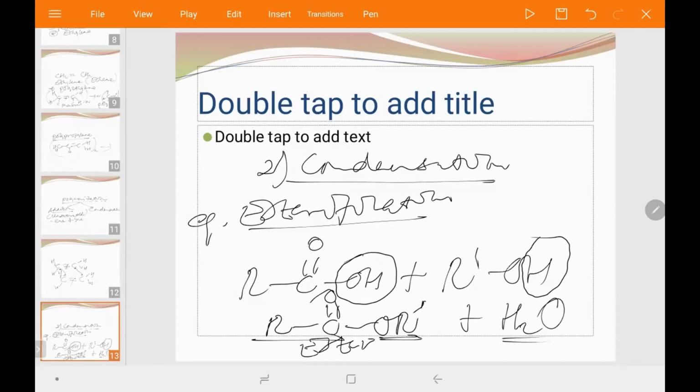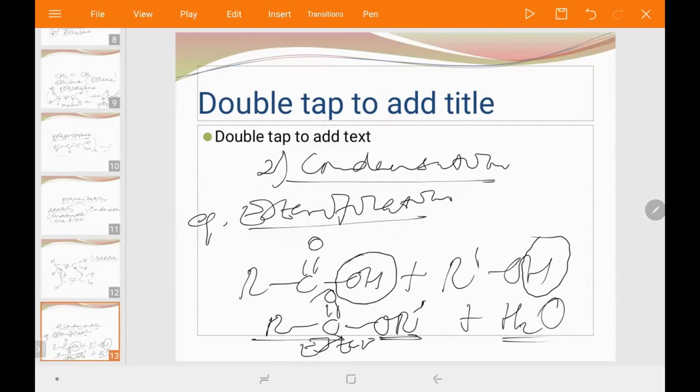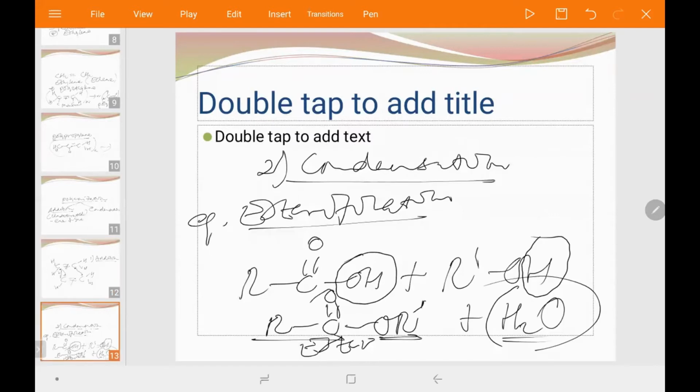Water. So the basic difference between addition polymerization and condensation polymerization: in condensation, there is removal of some part of the molecule from the monomer units. But in addition, there is no removal. Just by breaking down of the double bond, the polymer is formed. There is no byproduct here. Only polymer is formed as the result of the breaking down of the bond. But in condensation, there is the removal of some part of the molecule, like water.